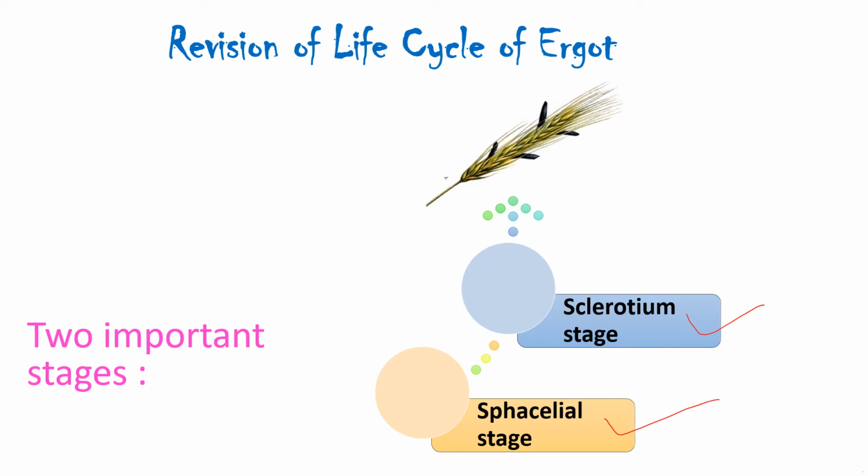Later, the sphacelia convert into a hard, dry sclerotium inside the husk of the floret, and at this stage, the alkaloids and lipids accumulate in the sclerotium at its maximum concentration. So let's discuss this life cycle of ergot.